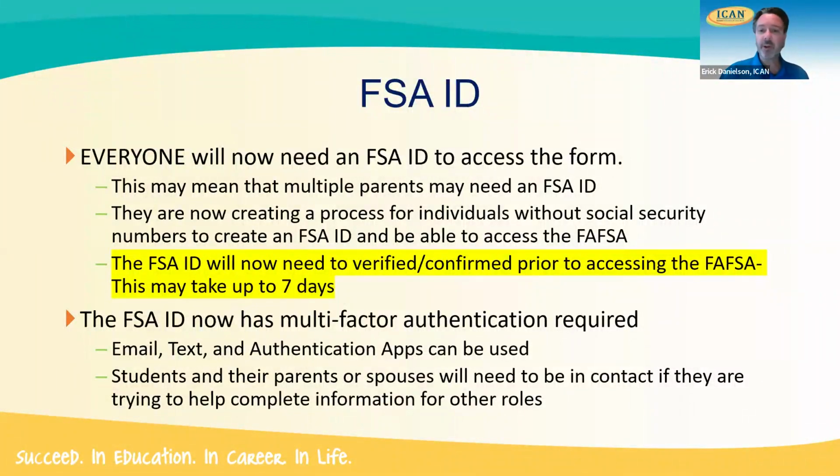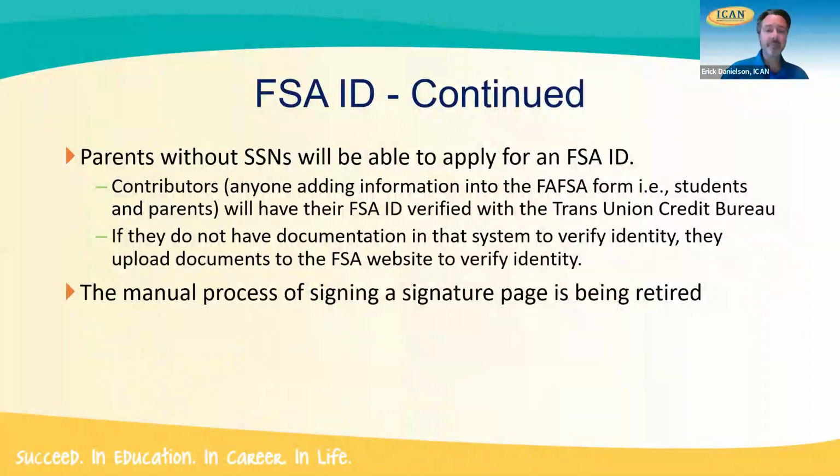Each time you log in with your FSA ID, there's going to be a multi-factor authentication requirement, either a 6-digit code being texted or emailed to you. If you have not gotten FSA IDs already, student and parents, that would be something we would want you to do right away at studentaid.gov to be able to access your portion of the form. Parents without Social Security numbers, you're going to be able to apply for an FSA ID, and you can actually do that right now.